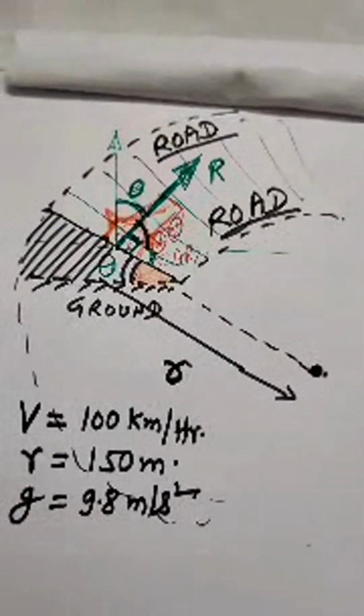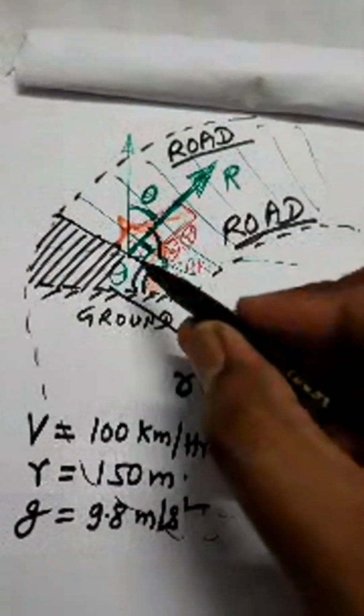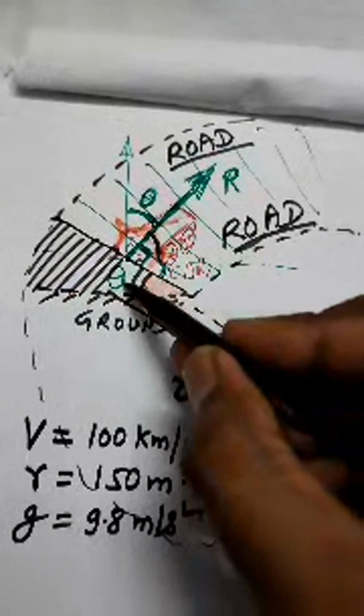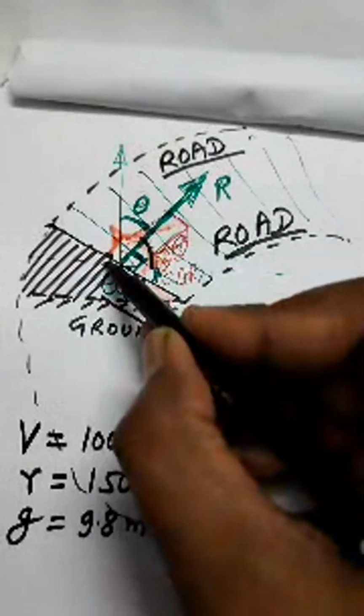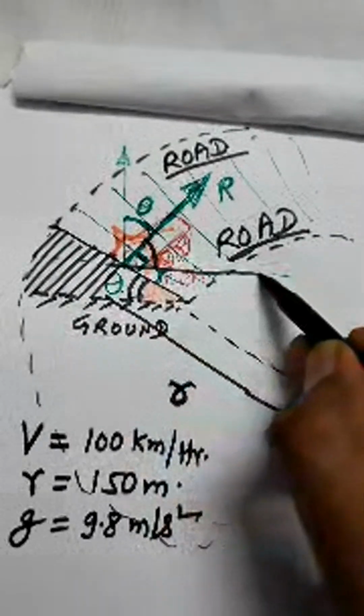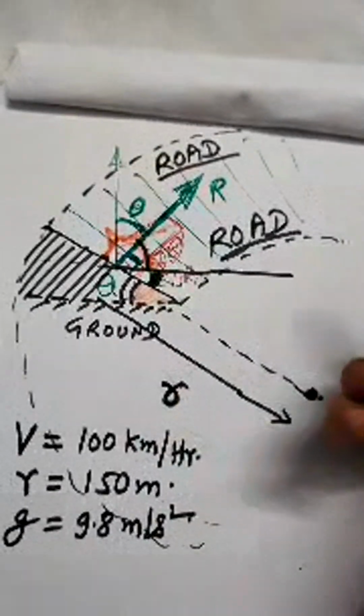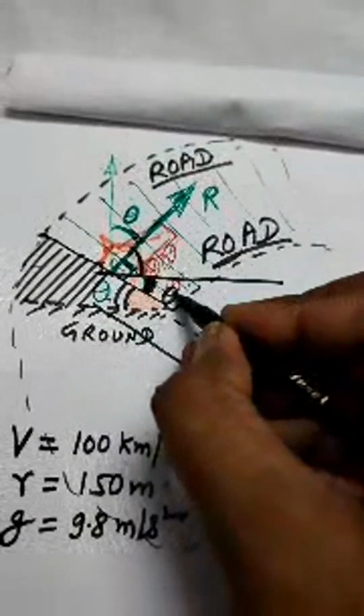So here you can see the normal reaction is this one, and this is the banking of the road, theta. Then being an alternate angle, we can say this angle is also equal to theta, right?